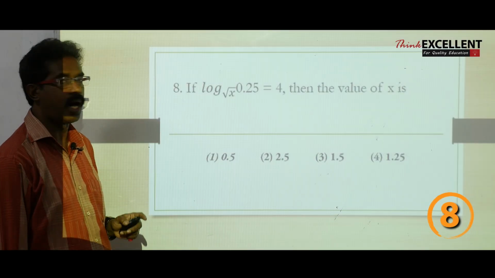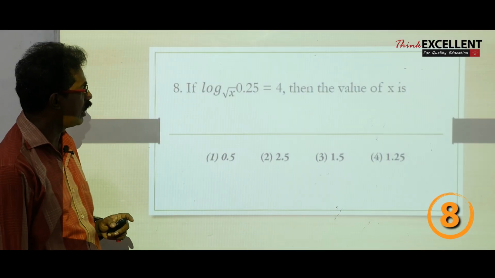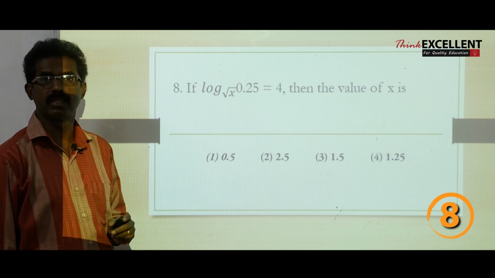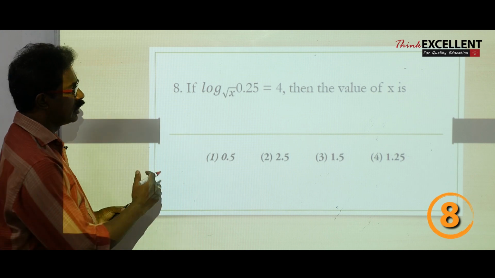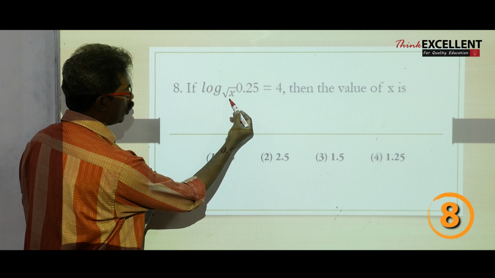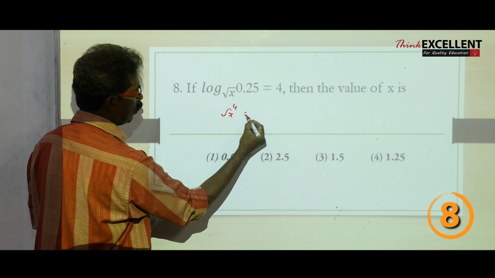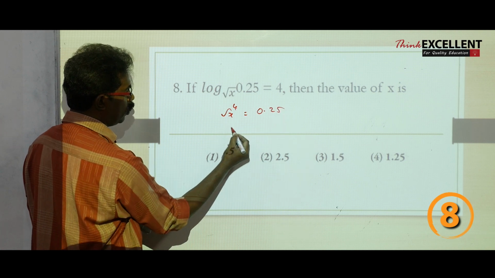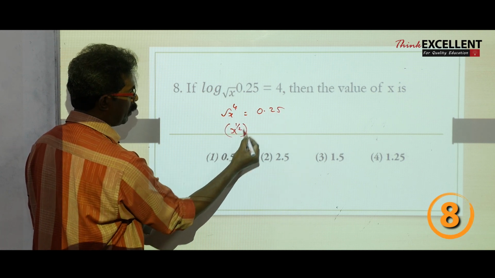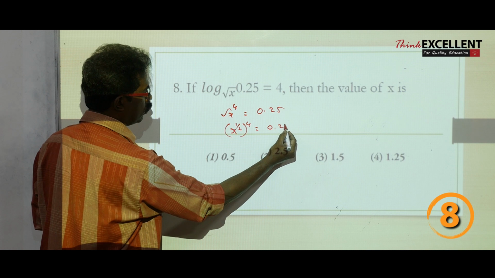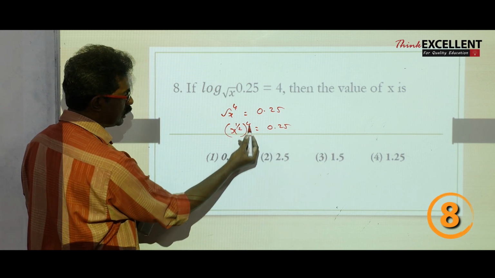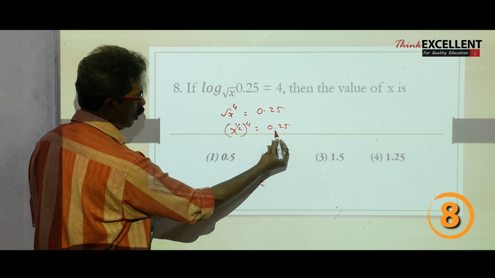Eighth question, log 0.25 base root x is 4. Here also you change it into exponential form. So root x raised to 4 is equal to 0.25. Root x means x raised to half, the whole power 4 is 0.25. Here the 2s cancel, you will get x square is equal to 0.25.